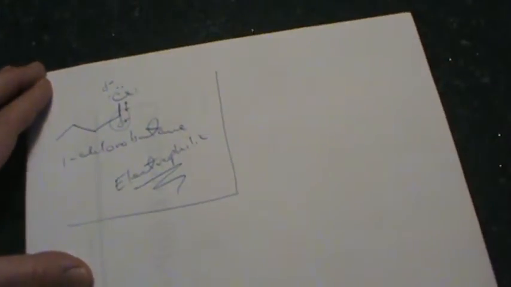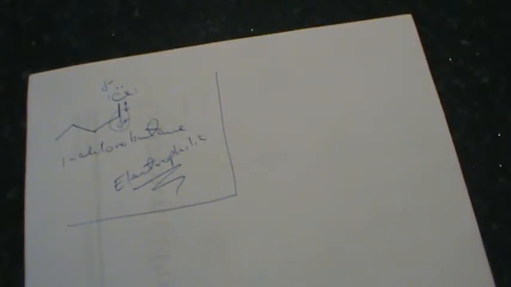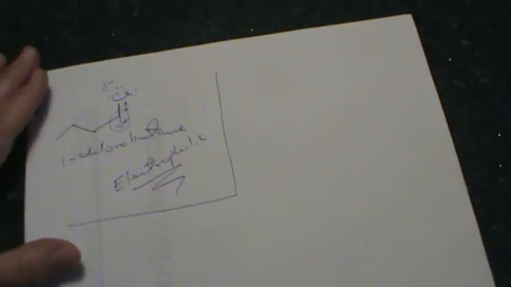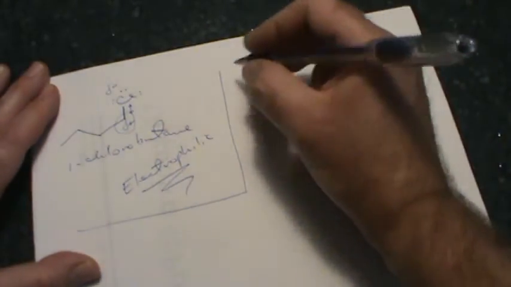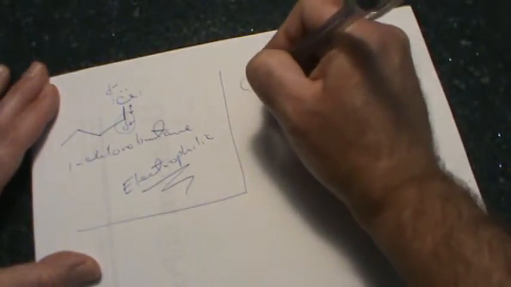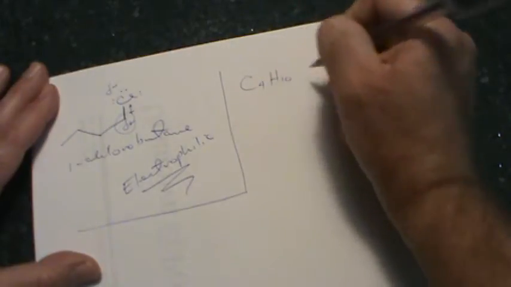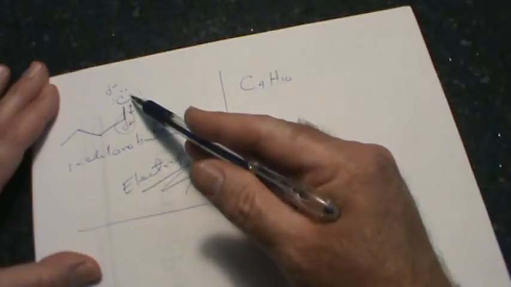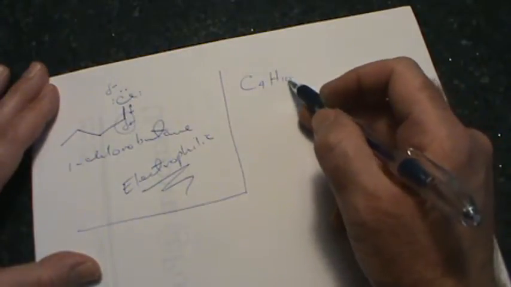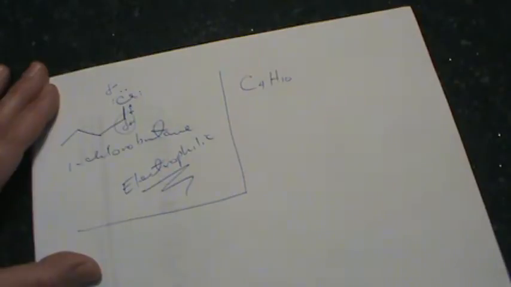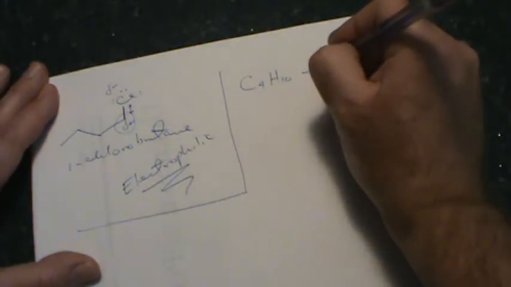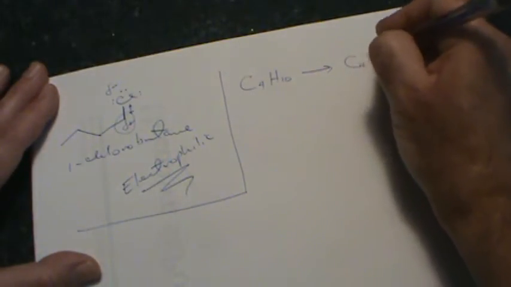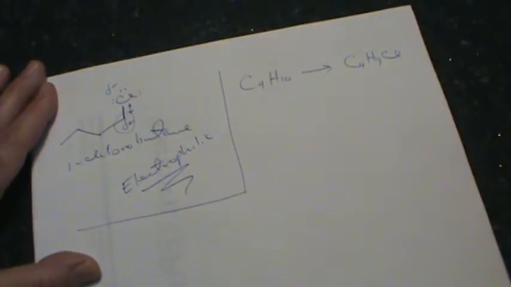But let's think about it in a slightly different way. One of the problems you did before was to draw all the constitutional isomers associated with various formulas. If we think of butane as a C4H10 structure, the corresponding structure of this alkyl halide, in which there's one chlorine, must have one less hydrogen. We've essentially taken a hydrogen away, and in its place we've put a chlorine.